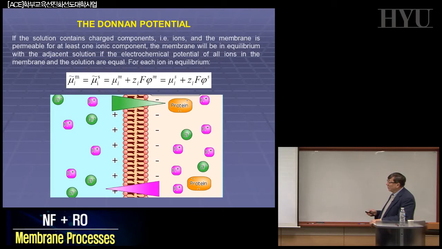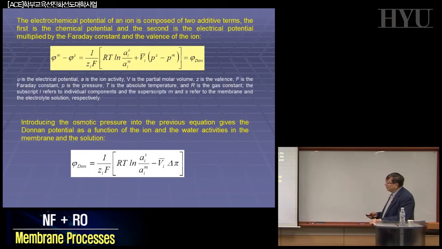When we also have an electrical field, a difference in the electrostatic potential, the chemical potential becomes the electrochemical potential. That is the chemical potential we already defined, plus the electrostatic term. And that is what is called electrochemical potential. Basically, the electrochemical potential of single ions has two terms: the chemical potential and the electrical potential multiplied by the Faraday constant and the valence of the single ion.